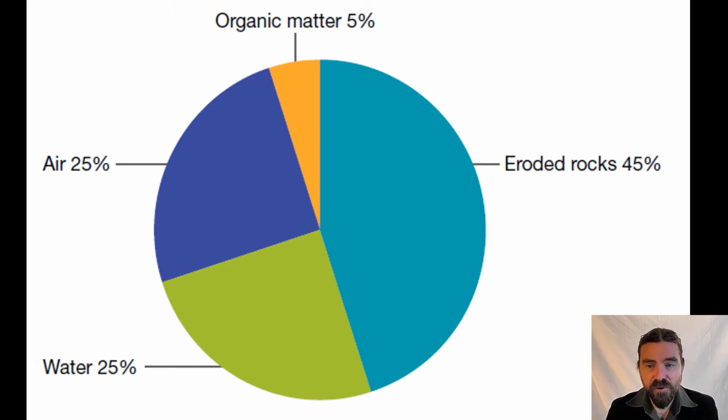So eroded rocks, remember the 4 processes? That's how we get all of the eroded rocks in our soils, from it eroding away and being transported down to wherever that dirt is. A quarter of soil is air, and a quarter is water, and only a tiny little 5% is all the organic matter, and that's all the nutrients, that's all the good stuff. Obviously there must be air in soil, because otherwise how could insects live in the soil if there was no air down there for them to breathe?